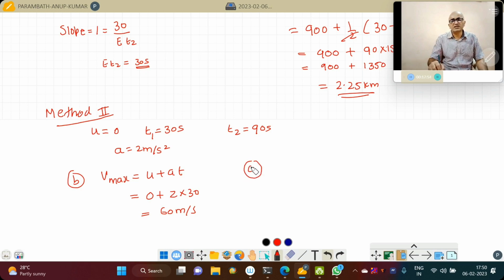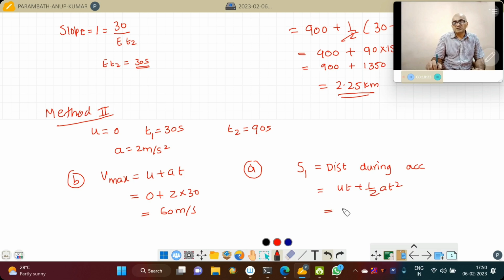A part asks what is the total distance traveled in this entire journey. So how to get the total distance traveled? Distance traveled in the first accelerating period, let us mark it as S1, is the distance traveled during acceleration, which is ut plus half at square. I can apply that: 0 plus half into 2 into 30 square. So I have 900 meters.